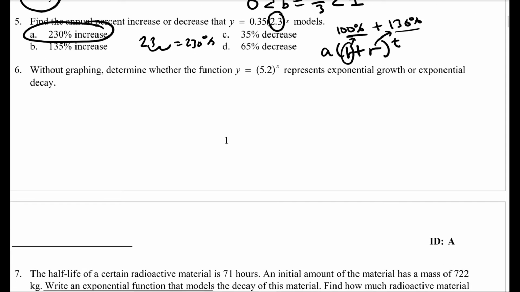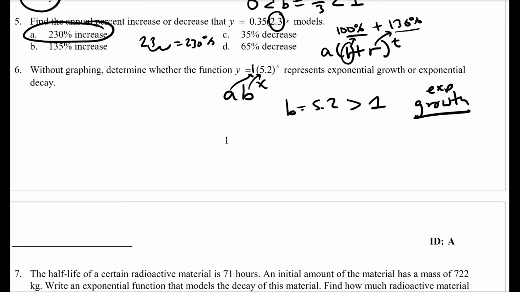All right. So without graphing, determine whether the function y equals 5.2 to the x represents a growth or a decay. Pretty straightforward. So remember, it's a b to the x. So the a is the invisible 1. The b is the 5.2. So b is 5.2, which is greater than 1. So it is an exponential growth.